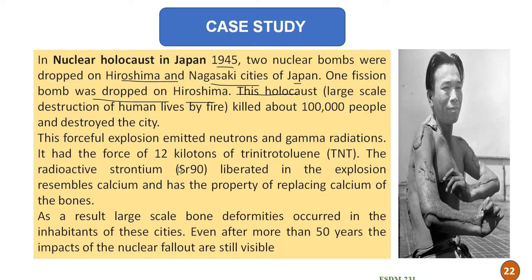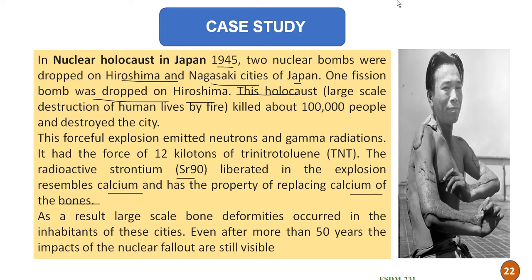This forceful explosion emitted neutrons and gamma radiations. It had the force of 12 kilotons of trinitrotoluene, that is TNT. The radioactive strontium, that is Sr-90, liberated in the explosion resembles calcium and has the property of replacing the calcium of the bones. So this is another effect.